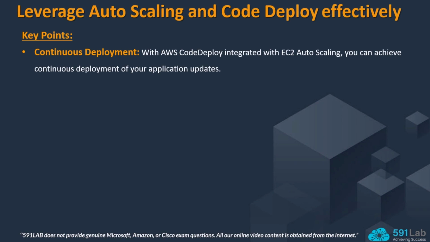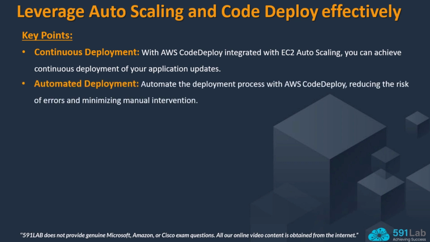Continuous deployment: with AWS CodeDeploy integrated with EC2 auto scaling, you can achieve continuous deployment of your application updates, ensuring that your application is always up to date without downtime. Automate the deployment process with AWS CodeDeploy, reducing the risk of errors and minimizing manual intervention. EC2 auto scaling ensures that the newly deployed instances are automatically added to the fleet and the old ones are removed gradually, maintaining the desired capacity.